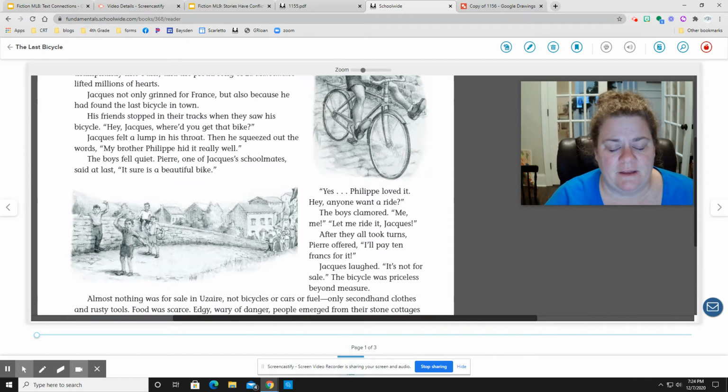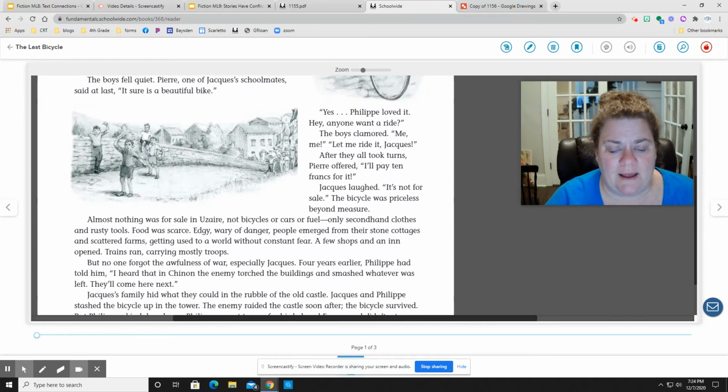Yes, Philippe loved it. "Hey, anyone want a ride?" The boys clamored, "Me, let me ride it, Jacques." After they all took turns, Pierre offered, "I'll pay 10 francs for it." Jacques laughed. "It's not for sale." The bicycle was priceless beyond measure.